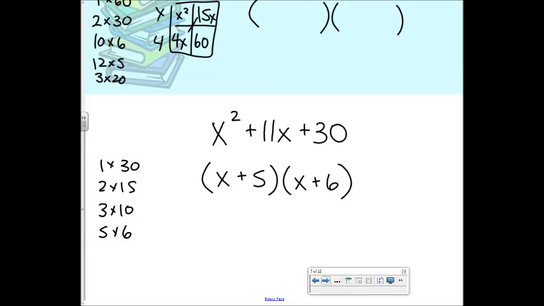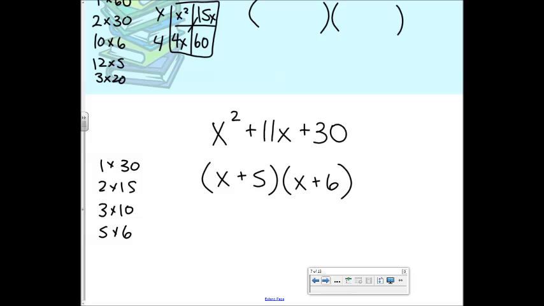Will it always add up to 11? Yes. So there's always a definite answer. If you can't do it, it's prime, but hold that thought for just a second.